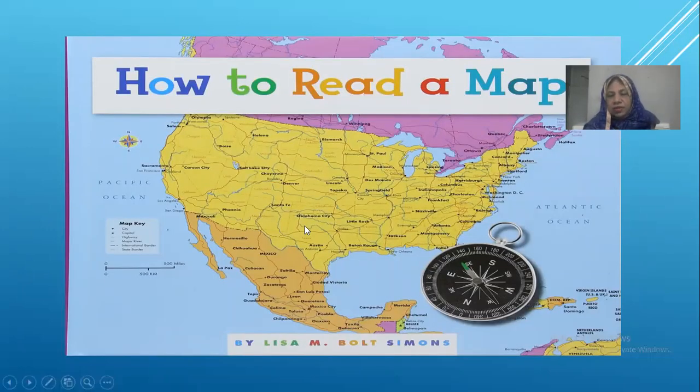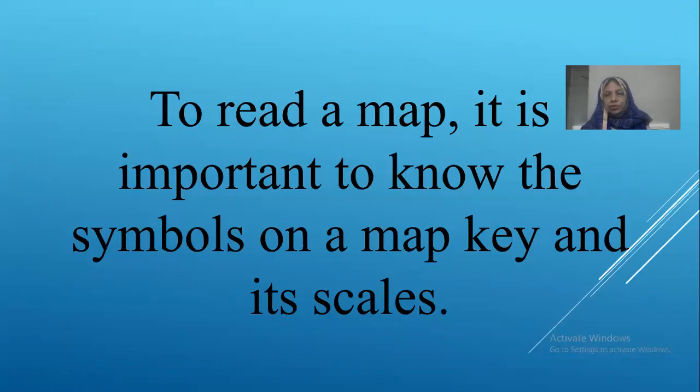What are these components? Number one is compass rose, two is a scale, and the key with symbols. To read a map, it is important to know the symbols on a map key and its scale. So through the key, we can get the information about the regions, which symbol is representing which thing. So we can easily read a map.